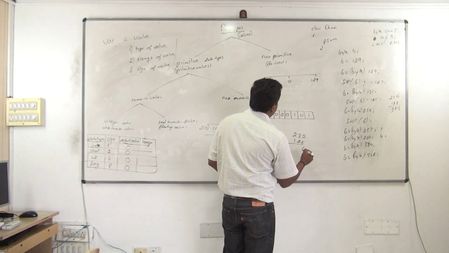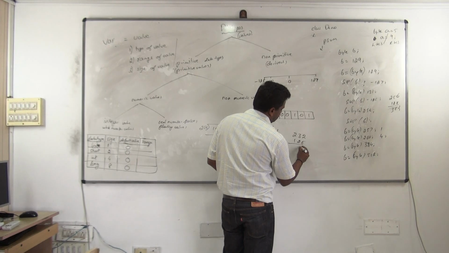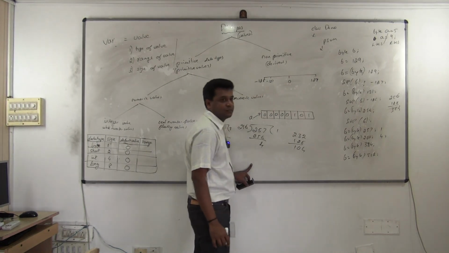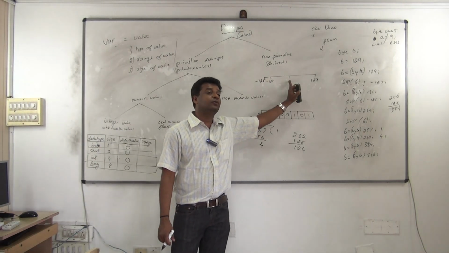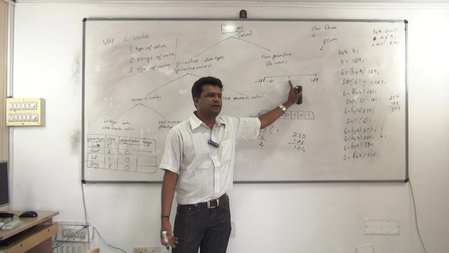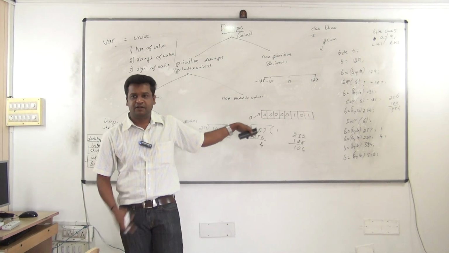That leaves 104. So it will start swinging to the negative side now. From 128 it will move 104 positions this side. And obviously I think it will be minus 14 or something. Minus 14 or something. Understood now?